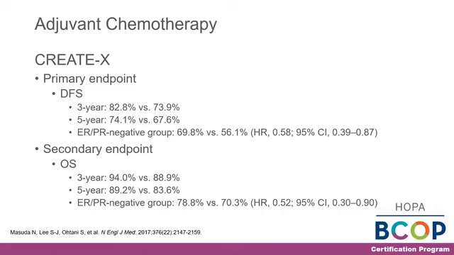And as a secondary endpoint, you'll see here too that overall survival was also better in the group that received capecitabine versus the group that did not. And again, here in the ER/PR negative group, the overall survival was higher in those patients who received capecitabine versus those who did not.